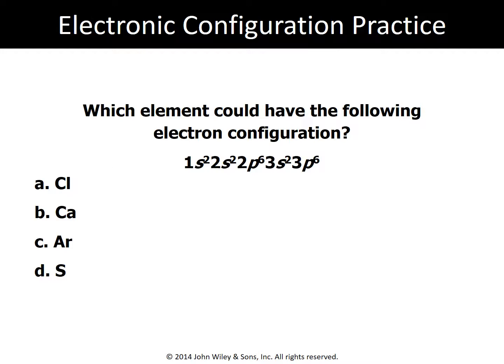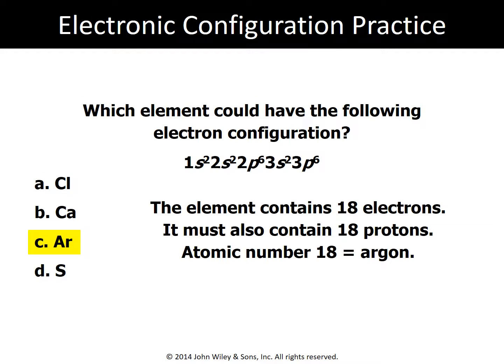All you need to do for these questions is to add up your superscripts. We know that's dealing with individual electrons. So when we add up our superscripts here, we're seeing s2, s2, p6, s2, and p6. When we add those superscripts up, those are going to be our total number of electrons. Those equal 18, so we're going to have an argon element. Since it has 18 electrons, we can match that from the periodic table by looking at its atomic number.